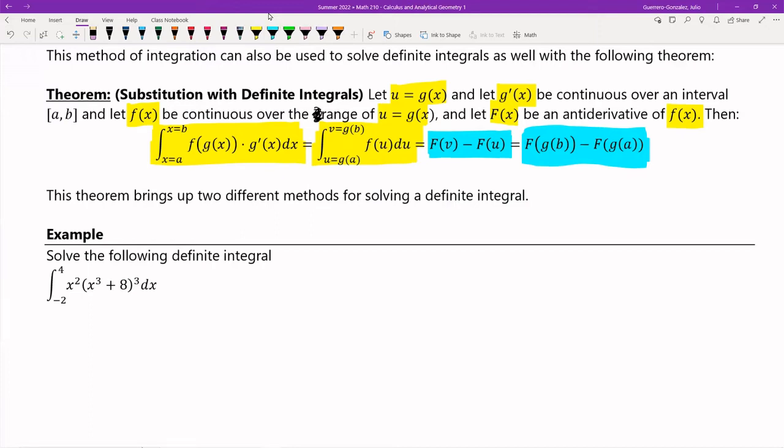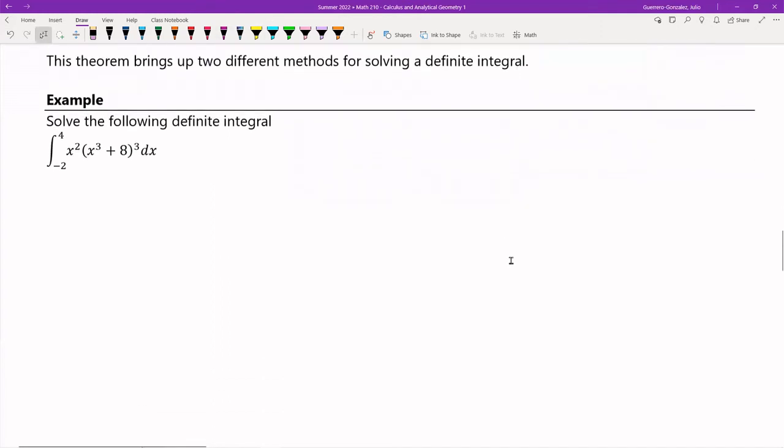Now, this brings up two different methods for solving the same definite integral. I'm going to show you both, and I'm going to explain which one I like better. I like doing the one where you undo the substitution. Some people don't like undoing the substitution. It just requires a little bit more work, but whatever. Okay, so let's go ahead and perform this definite integral.